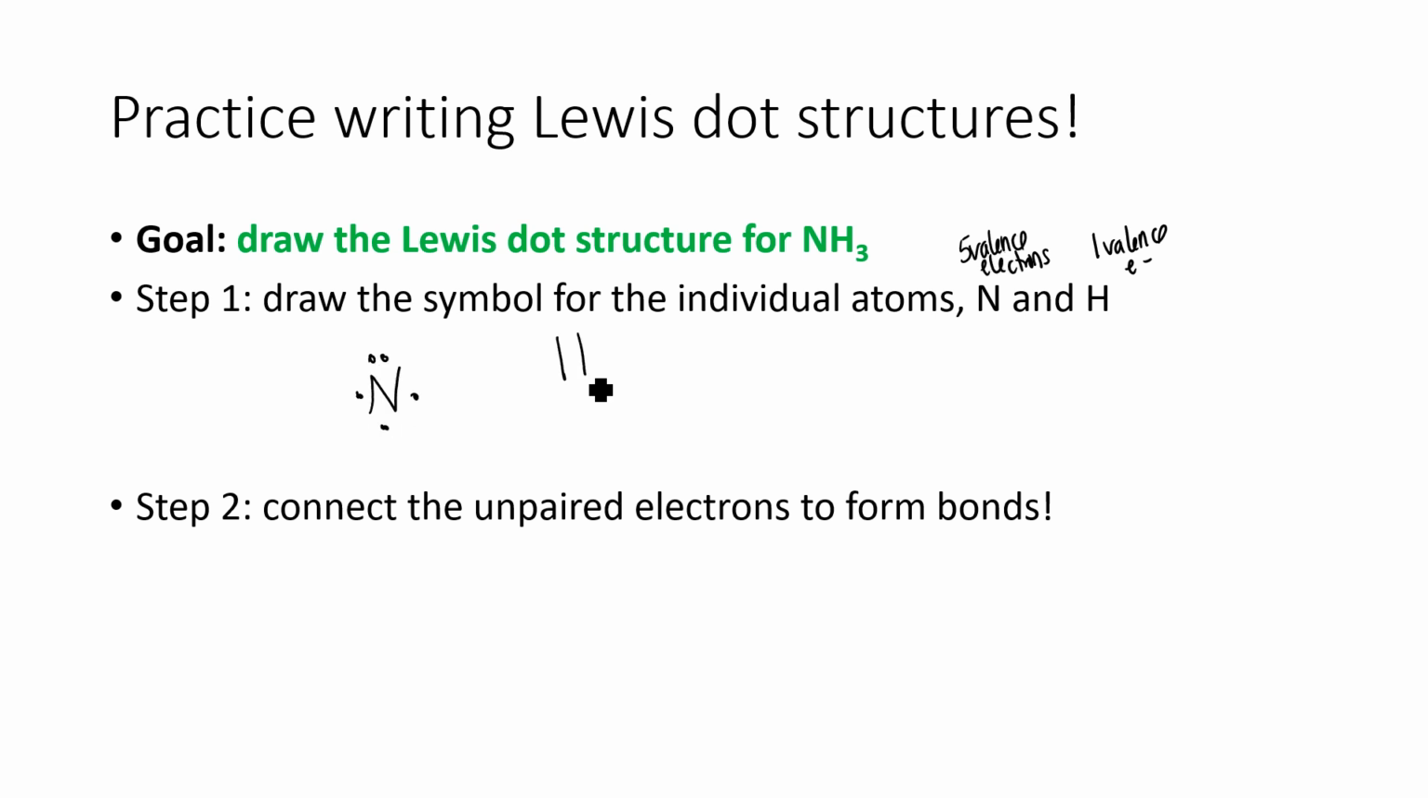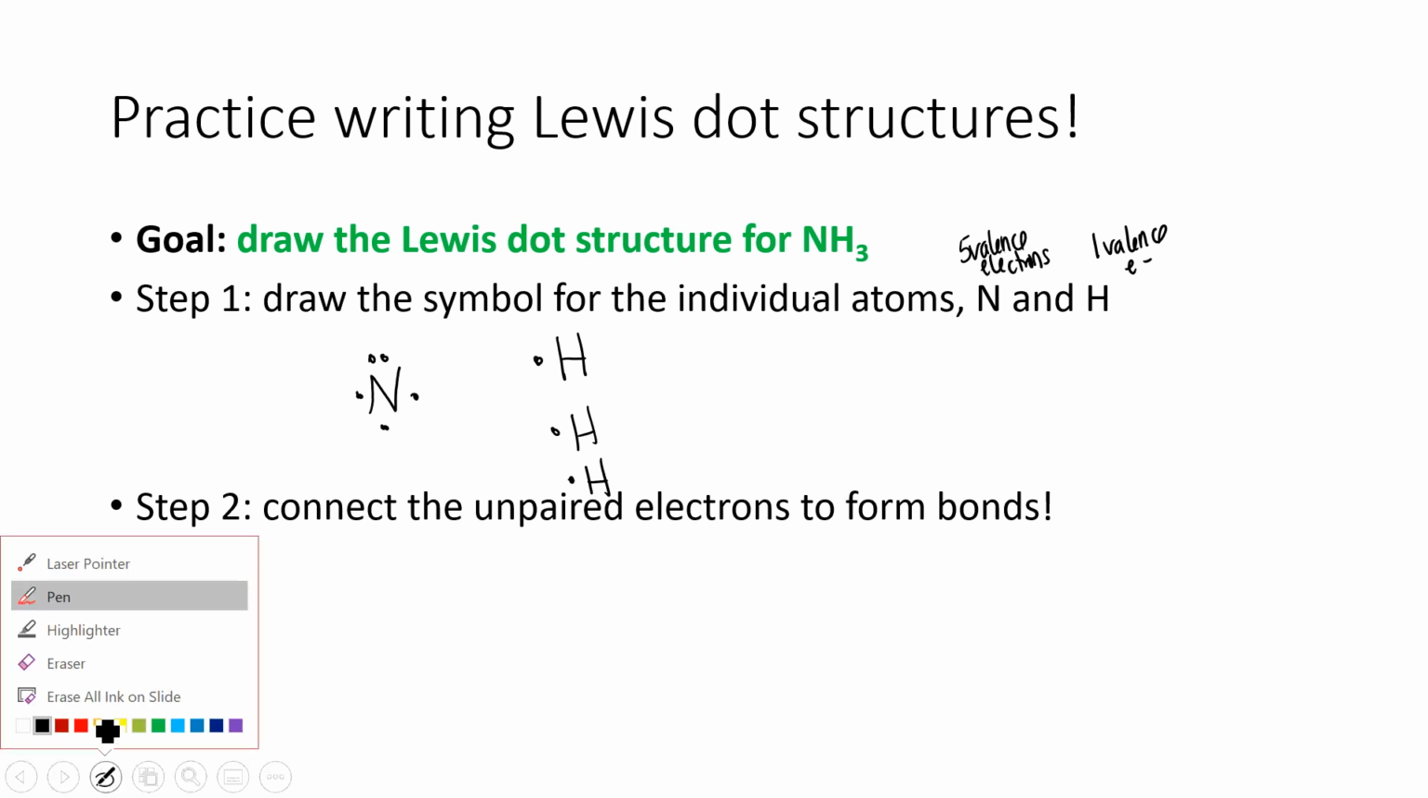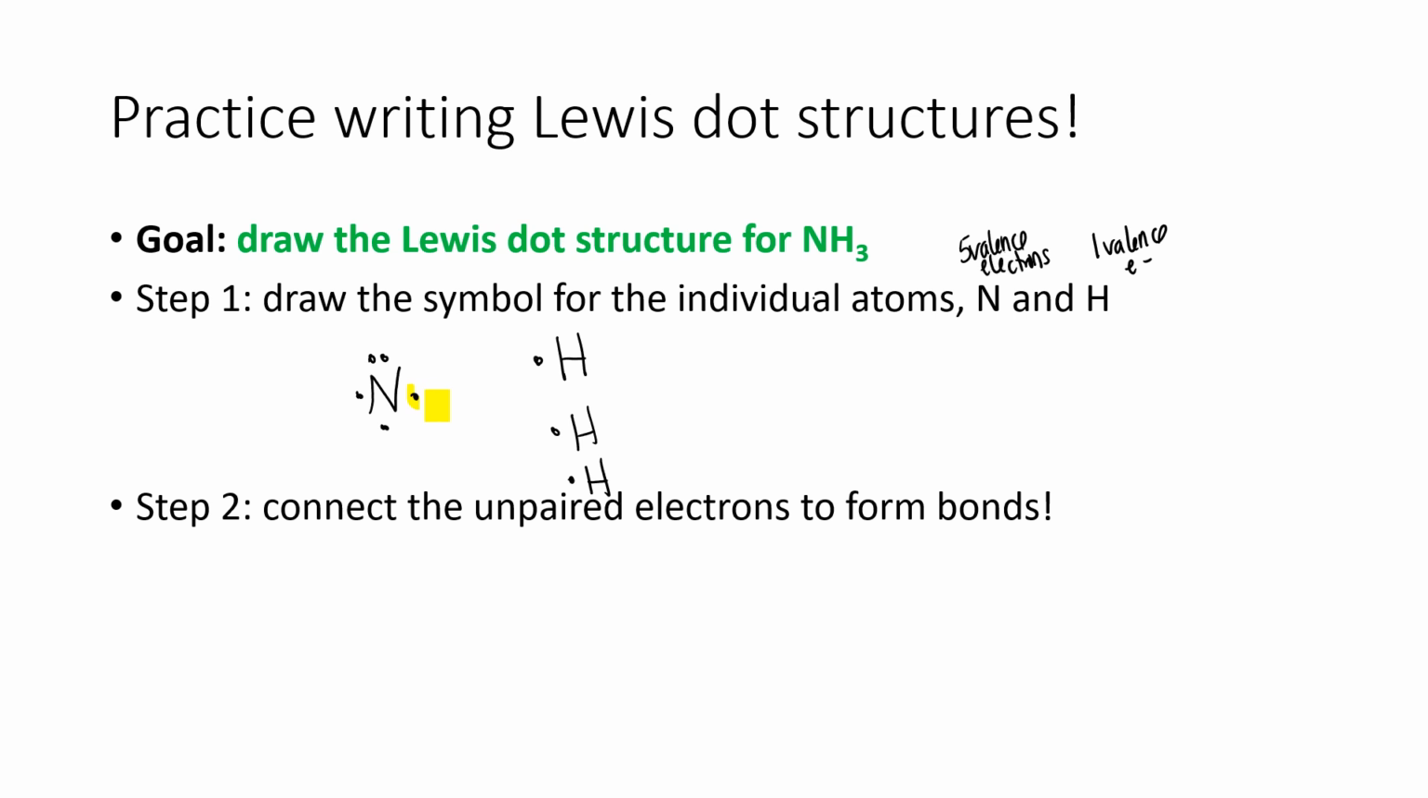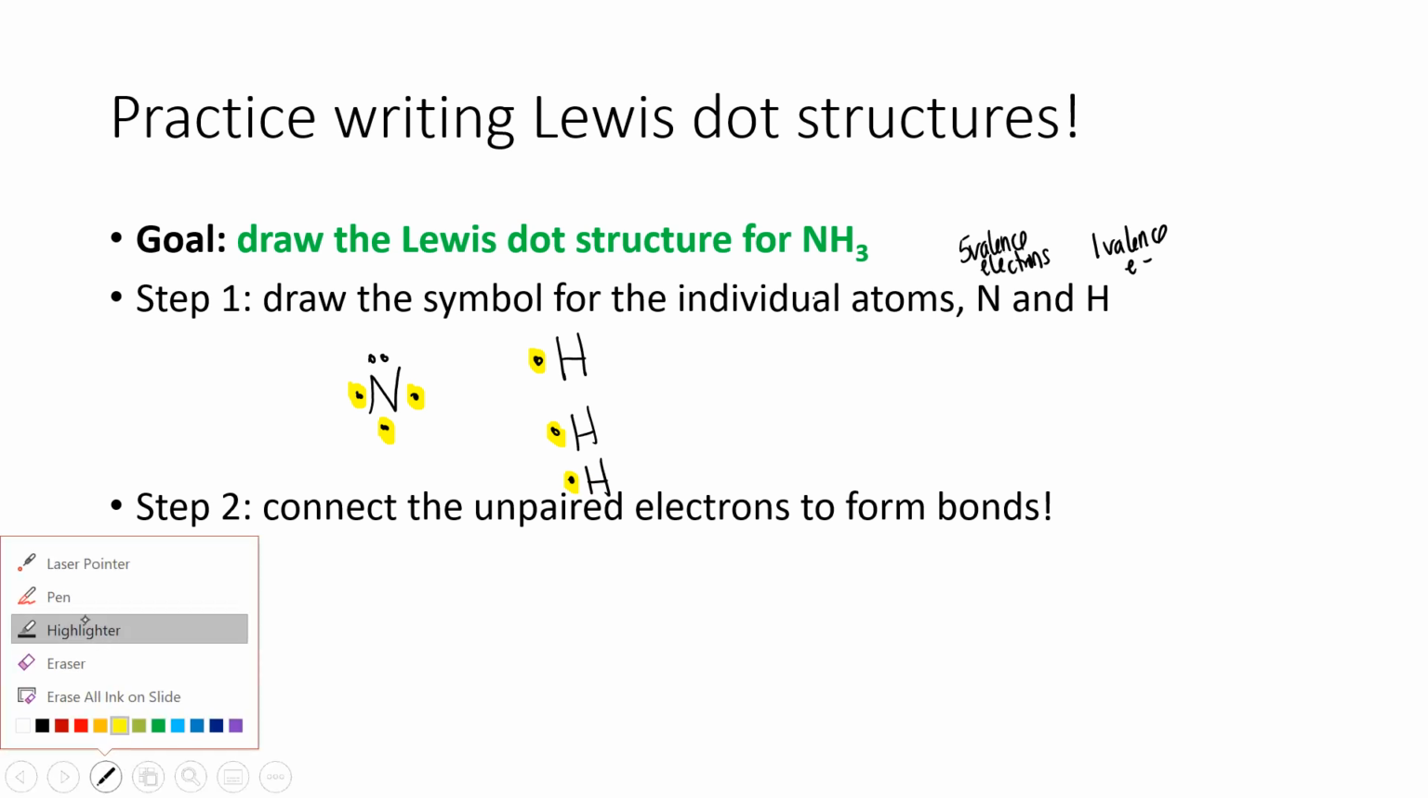And then I'm going to do this for hydrogen. And I've got 3 hydrogens, so I'm actually going to draw 3 of these. They each have 1 dot. And you might notice now, if we stop and look, that your nitrogen has 1, 2, 3 unpaired electrons, and then each of your 3 hydrogens also has an unpaired electron. So you can see how they would kind of fit together, kind of like a puzzle piece here.